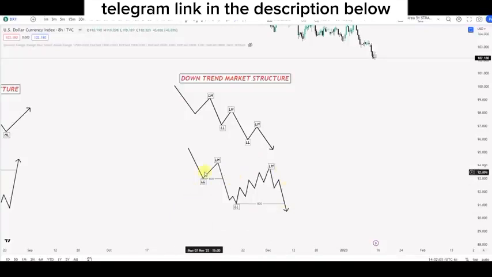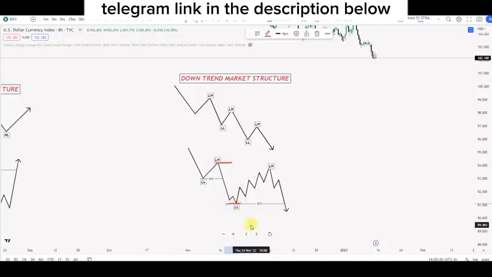Okay, let's say you have a lower low, lower high, and then lower low, and what we have here is a break of structure to the downside. So this lower high that led to lower low gives you a break of structure of this lower low. So basically, as long as you are within this line, you are in a downtrend market.